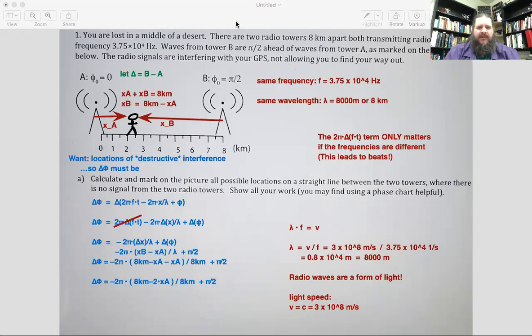And I think this might be easier to see if we draw this out. Let's say we have a wave that looks like this. And let's say we've got another wave that's exactly the same, same wavelength.